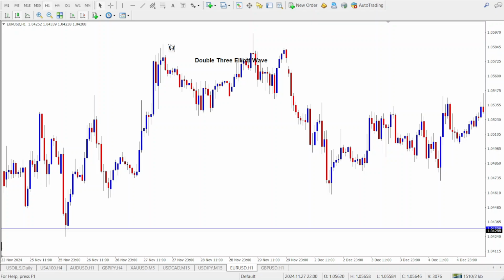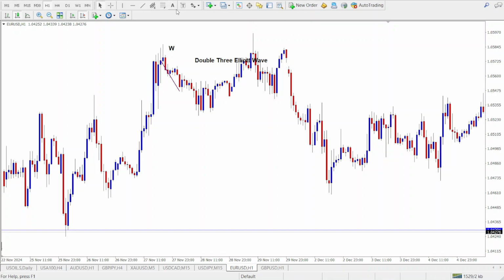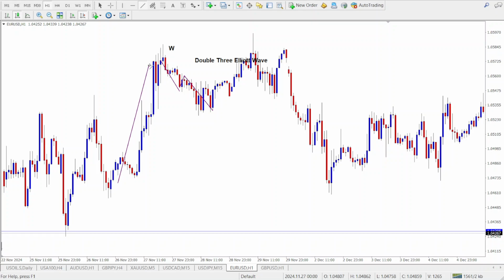This typically is a zigzag or a sharp correction, meaning that we are going to be seeing a sharp retracement in the price action after the previous move. You can see that we had a previous bullish move, and now we are having a retracement, a sharp correction after the previous move.